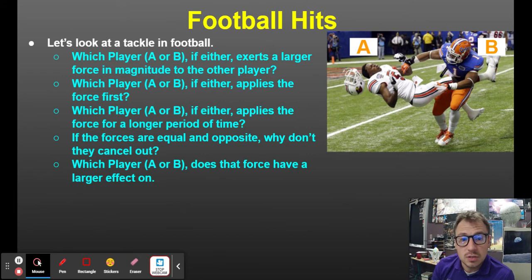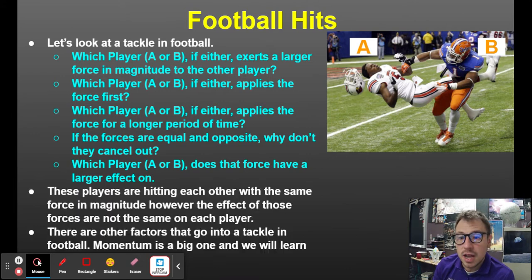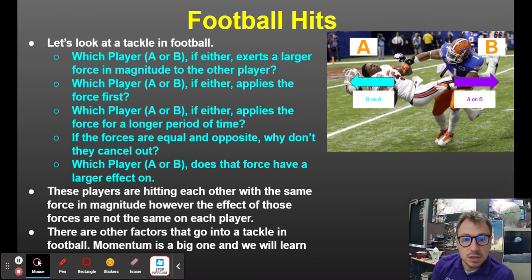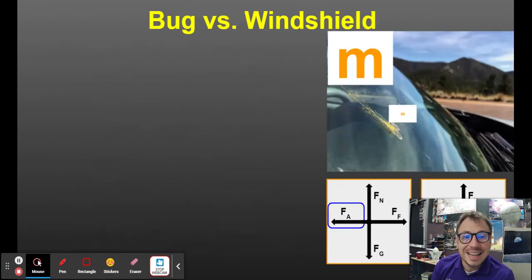Now, you can already look at this photo and say that force just has a larger effect on player A. So these forces are going to be opposite and equal.